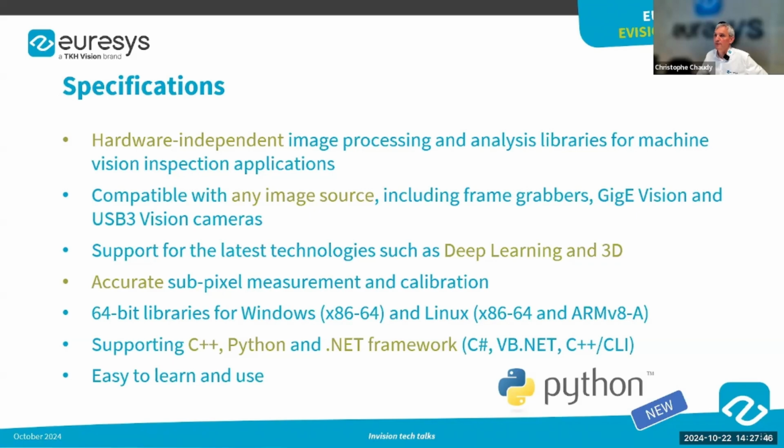We have fairly high precision in measurements for pattern matching or EasyGauge. We also perform camera calibration in the package. All these libraries are compatible with Windows and Linux, and we are compatible with Intel processors, but also ARM processors that are mostly used on embedded systems. And this SDK supports C++, Python, and C# programming languages.